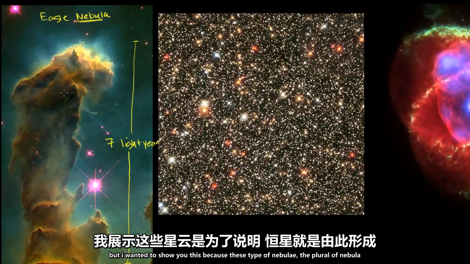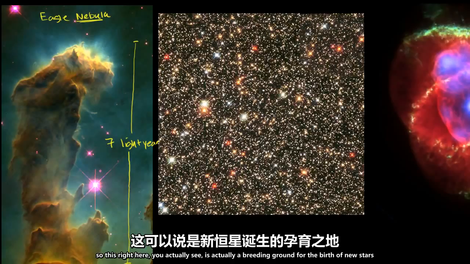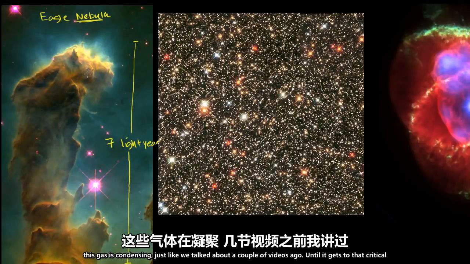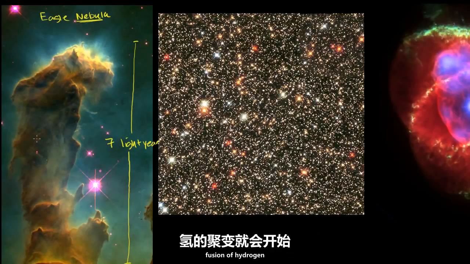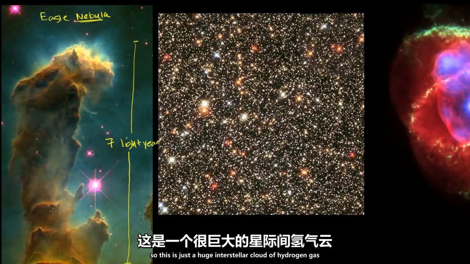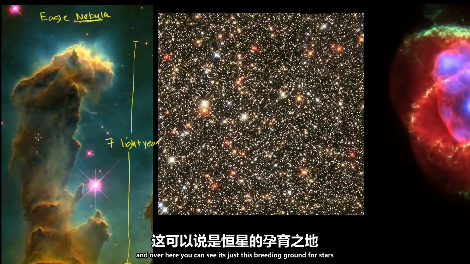But I wanted to show you this because these types of nebulae, as the plural of nebula, are where stars can form. This is a breeding ground for the birth of new stars. This gas is condensing, just like we talked about a couple of videos ago, until it gets to that critical temperature, that critical density, where you can actually get fusion of hydrogen. So this is just a huge interstellar cloud of hydrogen gas, and over here you can see it's a breeding ground for stars.